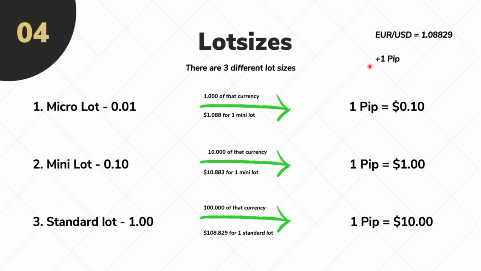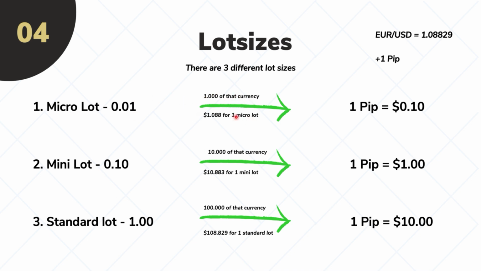And in this scenario, we have the euro US dollar from earlier, 1.08829. And let's say it goes up by 1 pip. How much money do we make using 1 micro lot? So you buy 1 micro lot, you buy 1 mini lot, or you buy 1 standard lot. That means with a micro lot, you buy 0.01. What it means is you basically buy 1,000 of that currency when you are buying a micro lot.